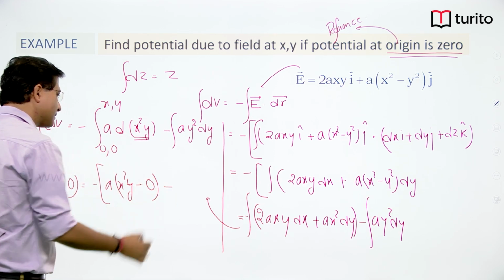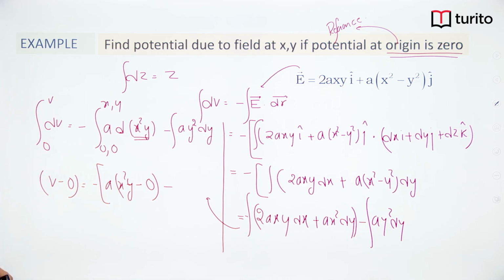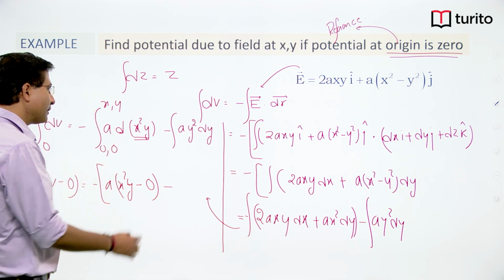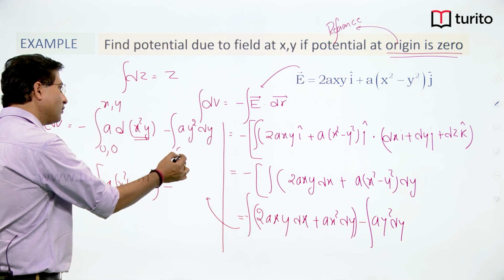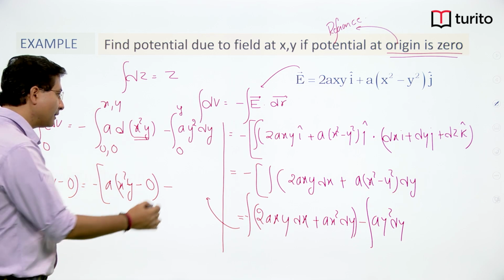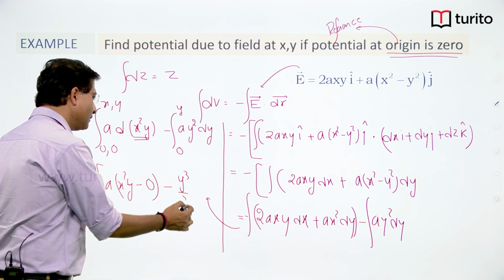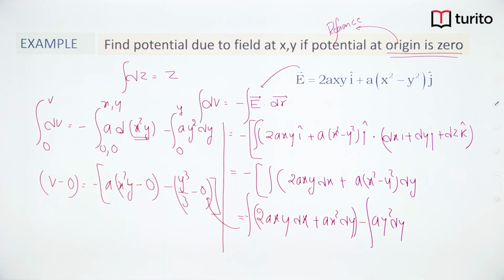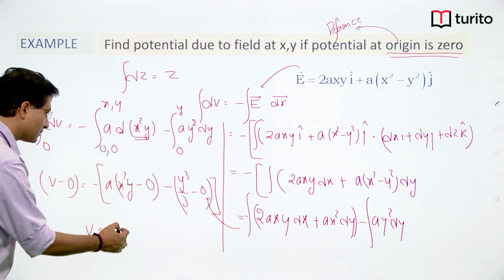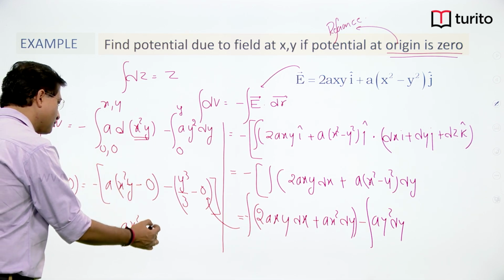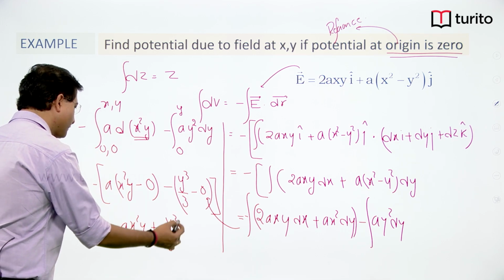First term over, minus next term a y square dy. So integration of y square is y cube by 3, upper limit minus lower limit. Here we have limit of y only, no x term is coming. So this can be written y cube by 3 minus 0. So potential what we are getting, V is equal to minus a x square y, right, this minus and this minus will become plus y cube by 3.